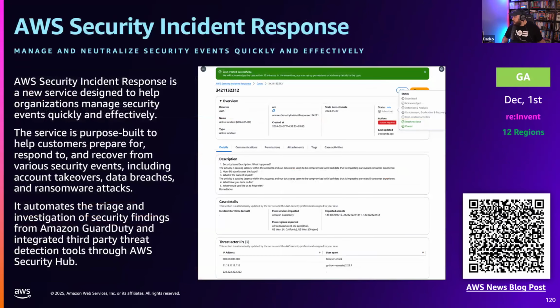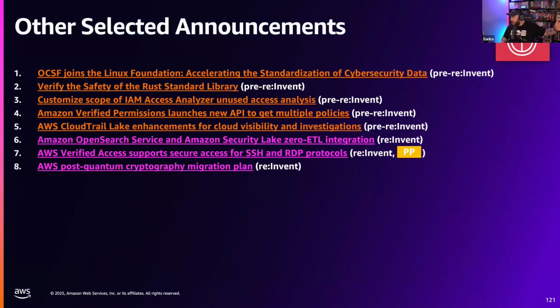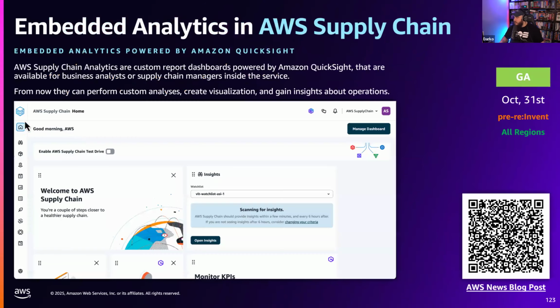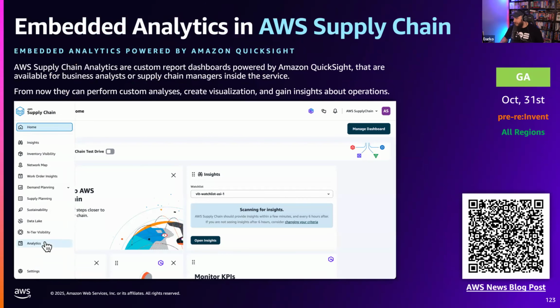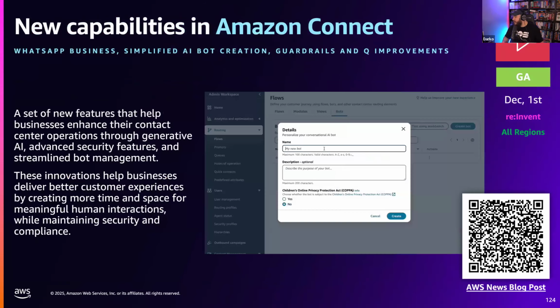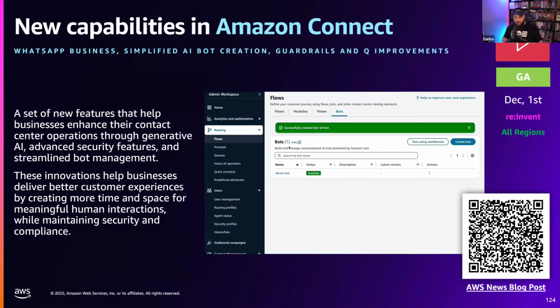Security incident response, of course, SIRs are really important. It's a new service that helps you manage security incident response quickly and effectively. And a bunch of other selected security stuff. OCSF joined the Linux Foundation. Really cool. Business applications, supply chain. I don't know how many people work with supply chain, but that's one of the services we have. And also new capabilities in Amazon Connect. You can connect actually to WhatsApp, which is kind of interesting.